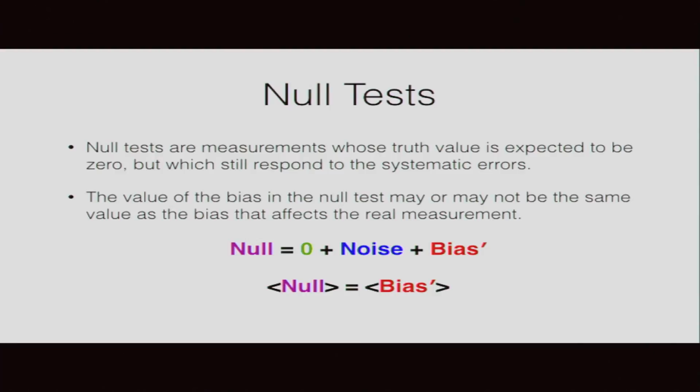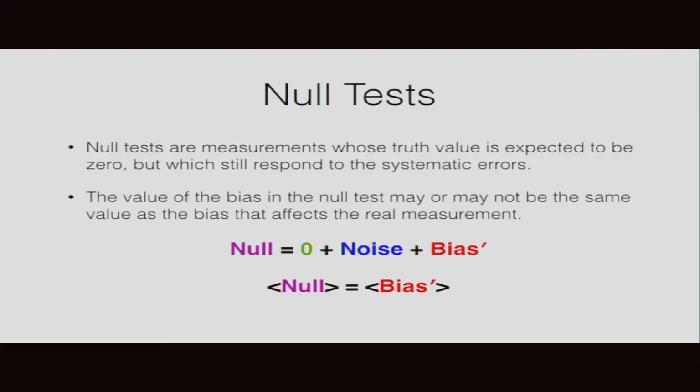So null tests are a way to try to get at whether or not we have this bias that's messing up our answer, right? The idea is that a null test is some measurement whose truth value is expected to be 0. So you want to arrange some kind of statistic that if your experiment were working perfectly, you would get 0 for your answer. Right? And if your experiment's not working perfectly and there's systematic errors, those systematic errors may cause a bias in your measurement, in your null. Importantly, it's usually difficult to get the bias in this measurement to be the same as the bias in your normal measurement, so it's bias prime here.